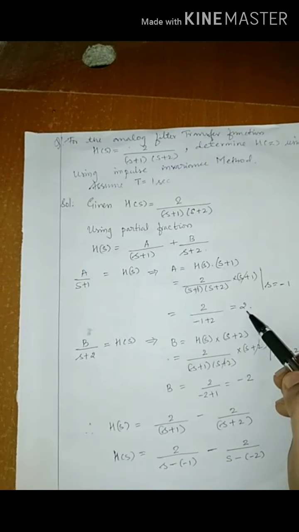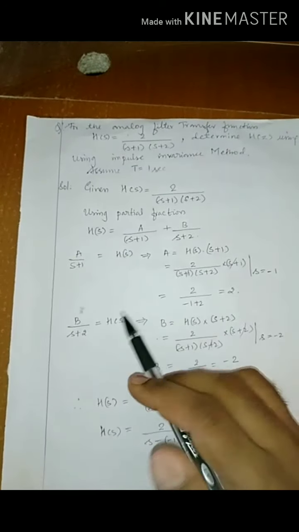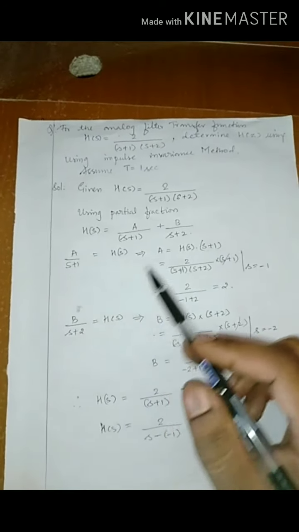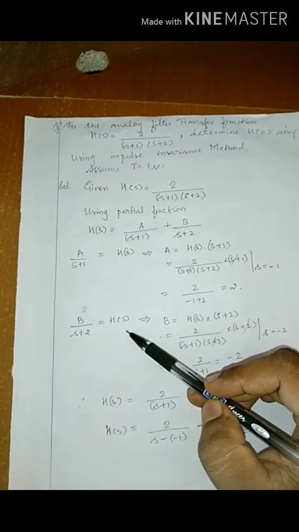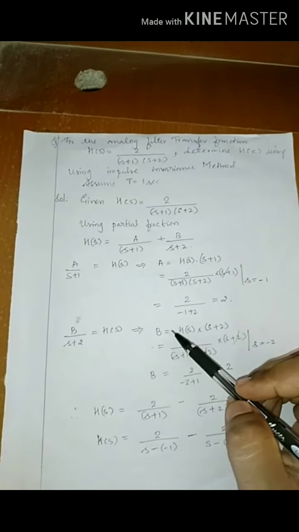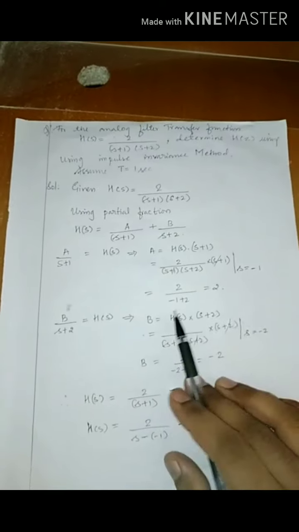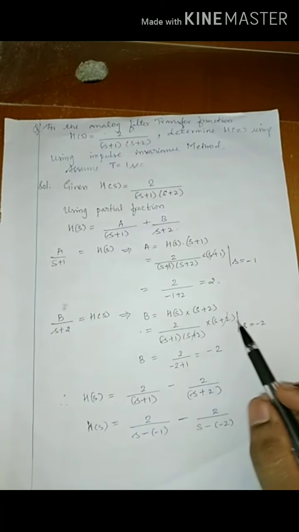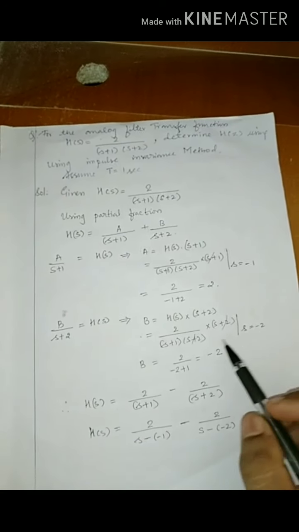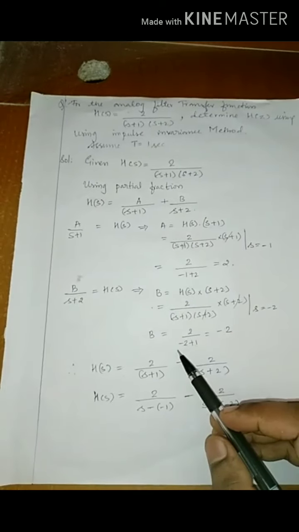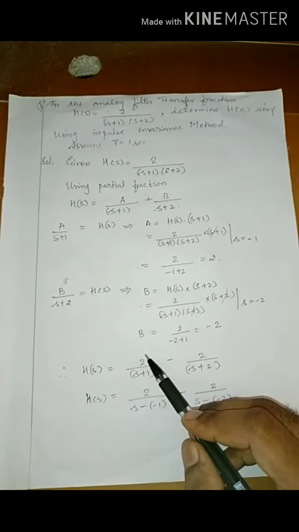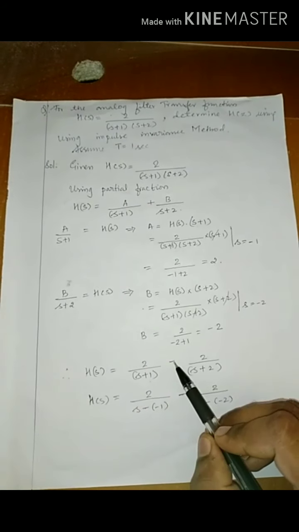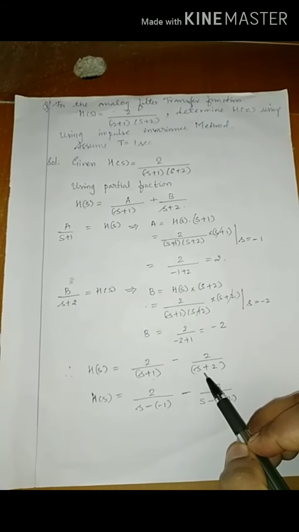and we get the answer as 2. Similarly, we calculate the value of B. B is equal to H of S into (S plus 2). Here the value of S is equal to minus 2. Substitute the value and you get B as minus 2. Therefore H of S is equal to 2 divided by S plus 1 minus 2 divided by S plus 2.